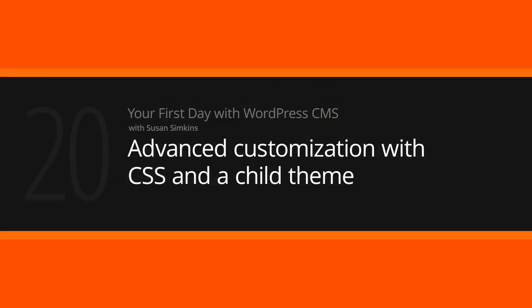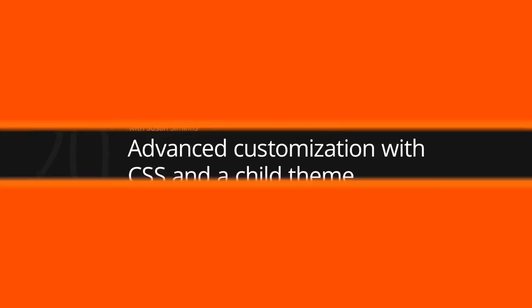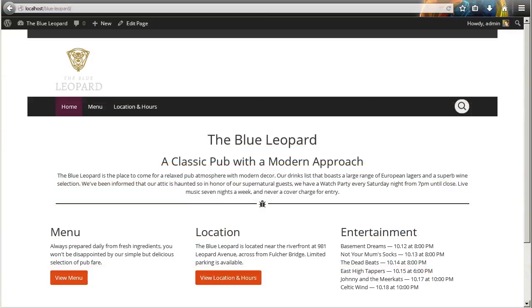In this lesson, I will show you how to make advanced customizations using CSS and a child theme. In our last lesson, we learned how to make some customizations to our theme using the interface, but as we saw, we're quite limited in the amount of things we can actually change. We can't change things like text colors or anything like that. So I want to take a look at how we can actually have control over all of that, but unfortunately that does require some code knowledge.